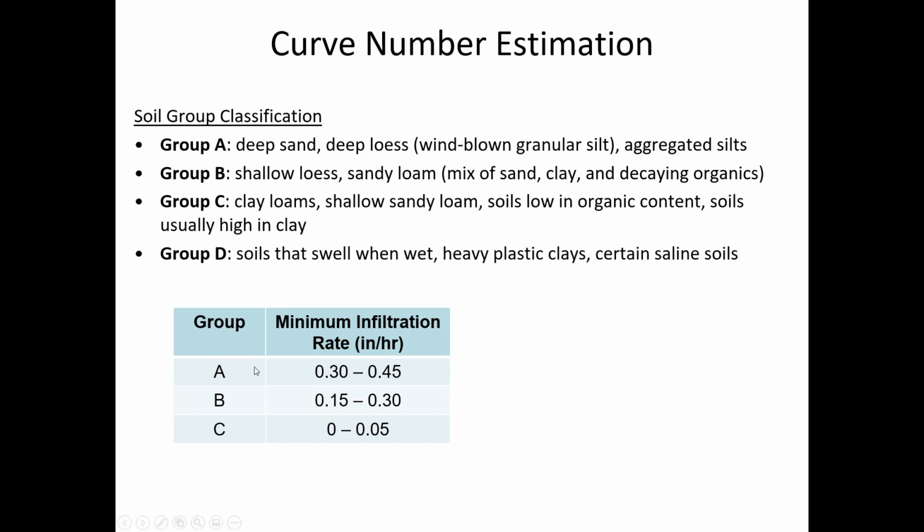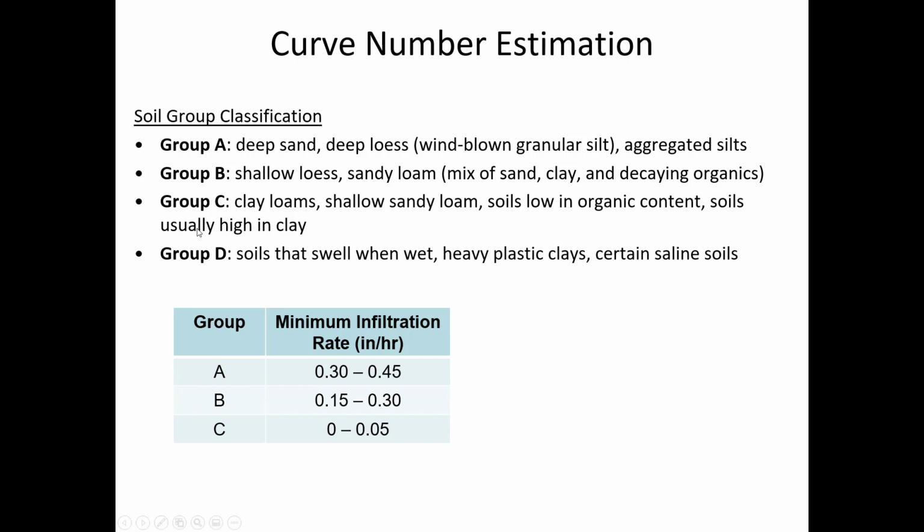So think about a loose sandy soil, maybe would have a gravity-driven drainage of 0.3 to 0.45 inches per hour. A soil that is clay would have a minimum infiltration rate of 0 to 0.05 inches per hour. And then in between would be sandy loams and decaying organics. And there is a fourth class of soil: heavy plastic clays, soils with high salinity, soils that swell when they're wet. So in West Virginia, most of our soils are group C.